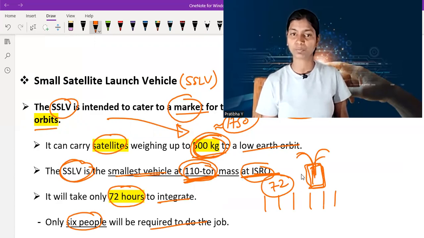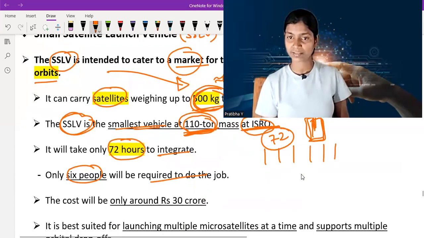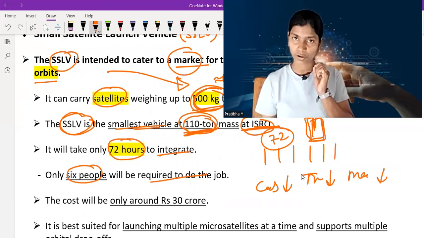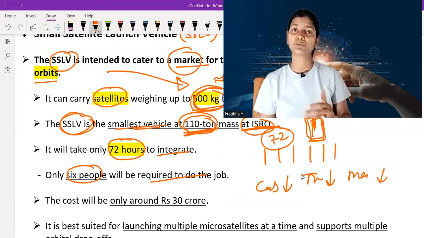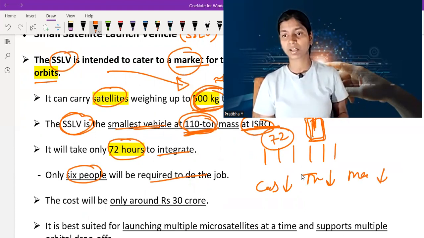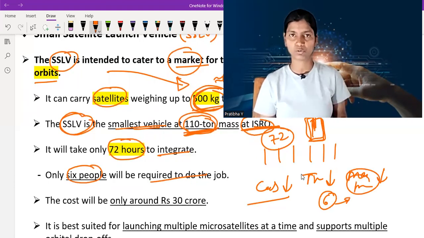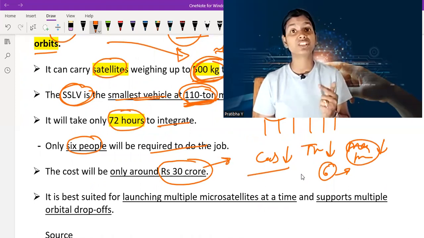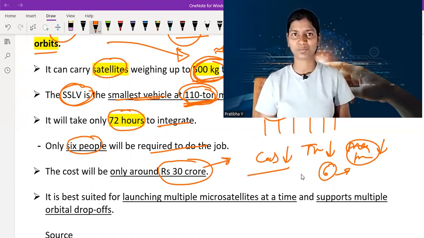The importance is that cost is less, time is less, and manpower is less. If we have to launch a small satellite and wait for PSLV, it takes more time, the cost is higher, and more manpower is required, because not only 6 people can integrate the whole PSLV; more are needed. The SSLV cost is only 30 crore. By just paying 30 crore, you can launch your satellite in low Earth orbit. Very, very important.